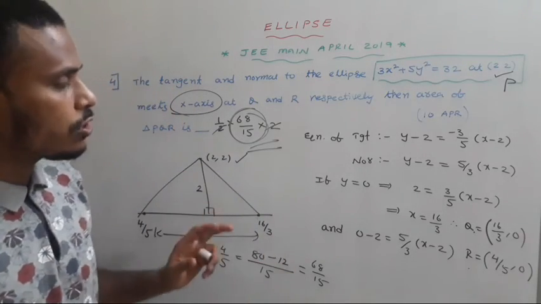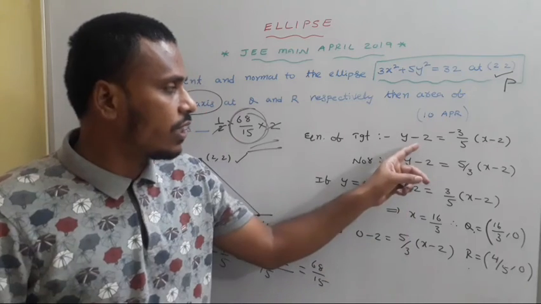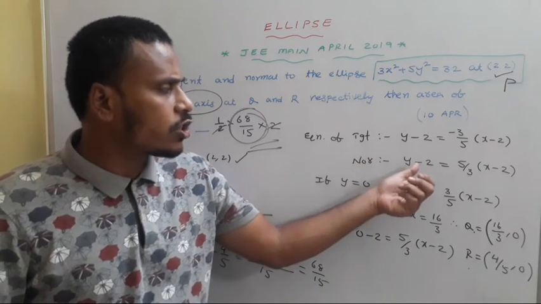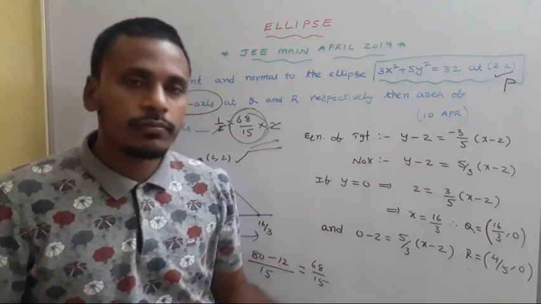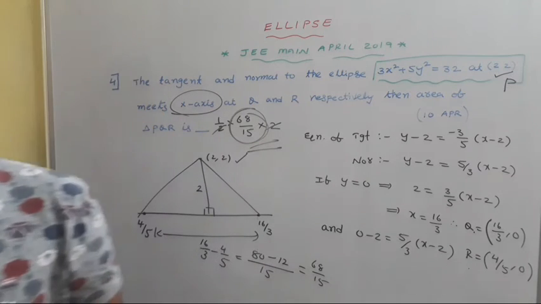As per the question, we need the coordinates of Q and R. For that, we derive the equations of the tangent and normal. After that, the coordinates of Q and R. The answer for the area is 68/15.